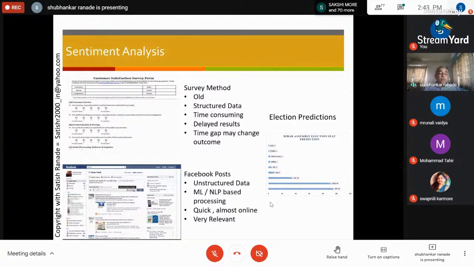So the new mechanism is actually picking up the unstructured data through your Facebook posts, through your Instagram messages, through your WhatsApp chat, through your email, whatever is available in public domain, and process that data through your machine learning and natural language processing based algorithms to give you very quick, almost online insights which are very relevant.